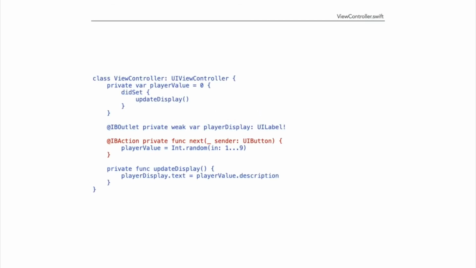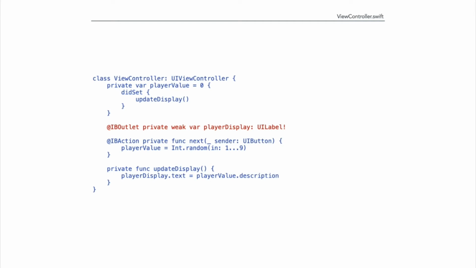A user taps the button and that fires the next method. Inside the next method, the random number between 1 and 9 is chosen, and that is assigned to the playerValue property. The playerValue property now has this new value, and because it's been changed, it calls its didSet method. Its didSet method calls the updateDisplay. UpdateDisplay is now called, and all it does is it takes that int, turns it into a string, and then displays it in the label's text property.